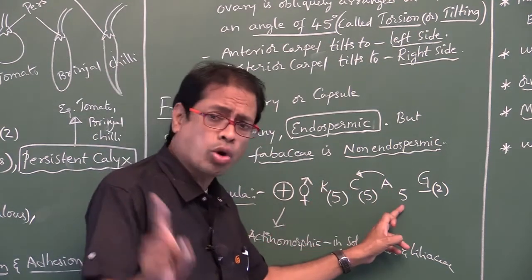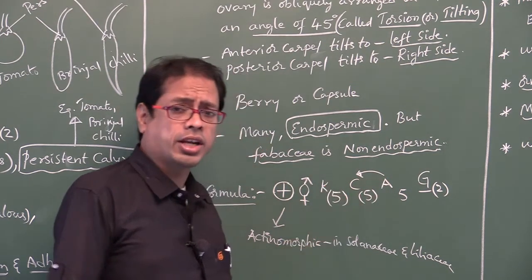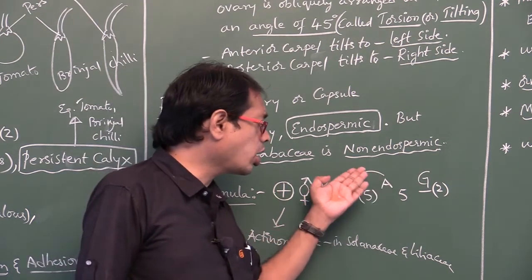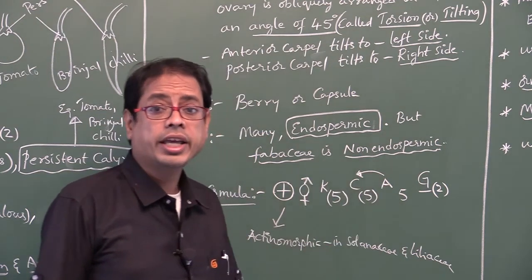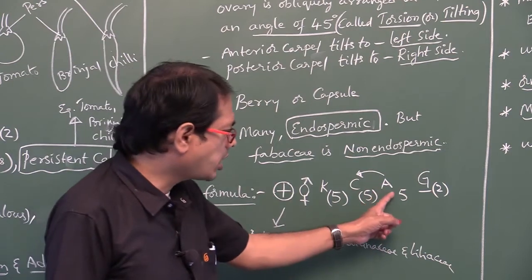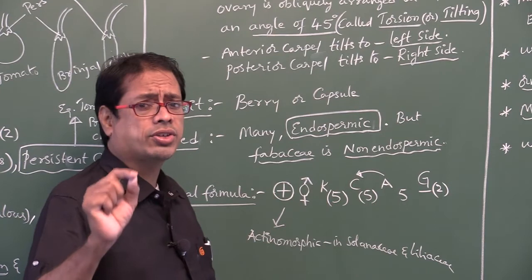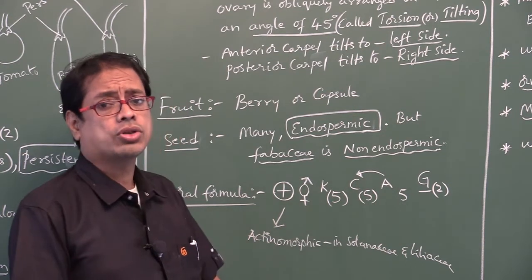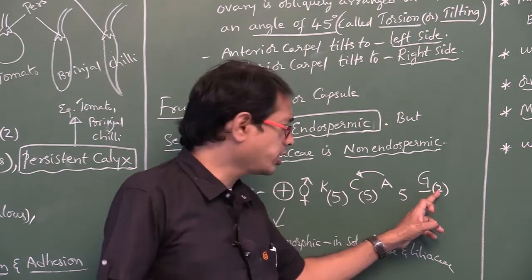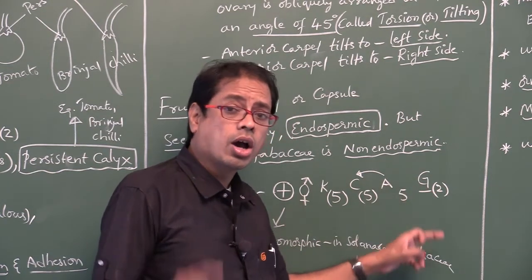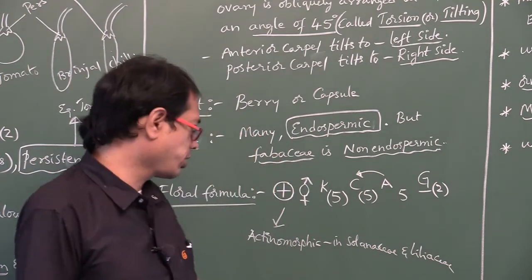Here A5 with no bracket. This arrow mark indicates that a line is drawn above the symbols, which is so-called epipetalous. Stamens attached to petals is called epipetalous. This is the characteristic feature of the Solanaceae family. Next, bicarpellary syncarpous. This line is drawn below the G, hypogynous flowers. Hypogynous flowers means superior ovary is present.